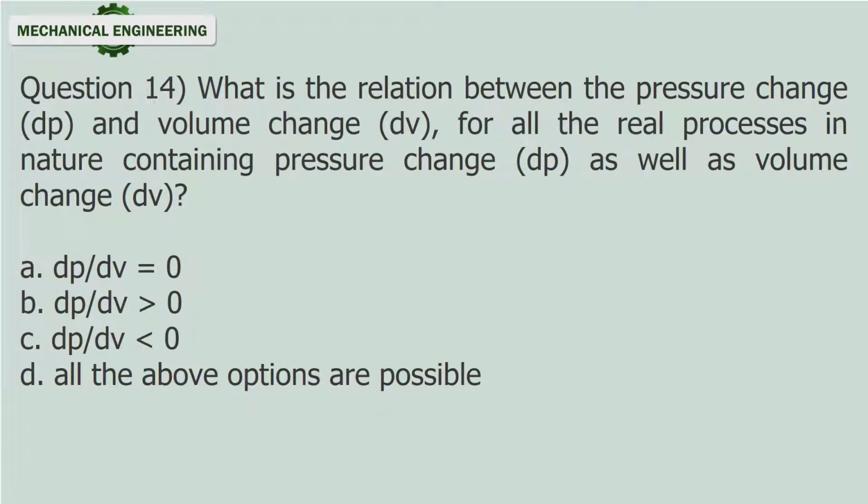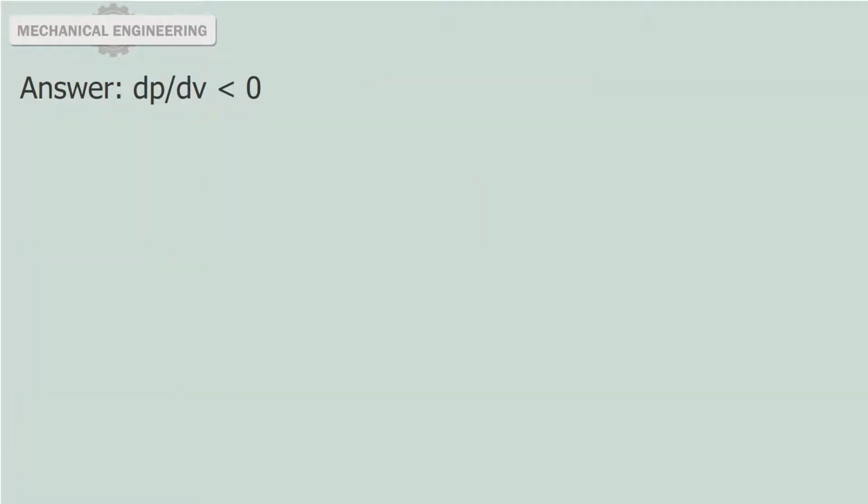Question 14. What is the relation between the pressure change dP and volume change dV for all the real processes in nature containing pressure change dP as well as volume change dV? A. dP dV equals 0. B. dP dV greater than 0. C. dP dV less than 0. D. All the above options are possible. Answer: dP dV.